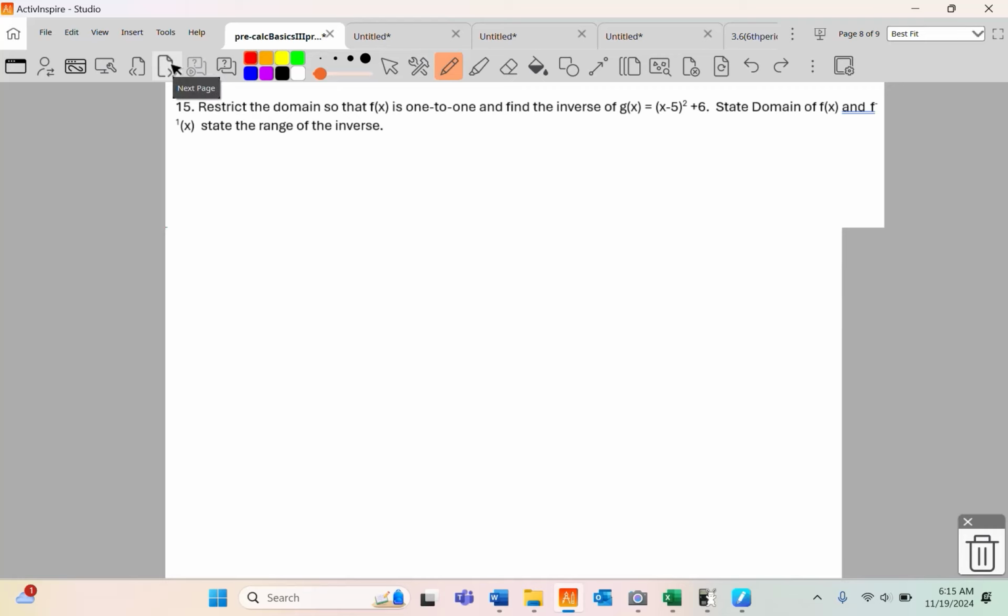That's all. All right. Restrict the domain so that f of x is 1 to 1 and the inverse of g of x is x minus 5, quantity squared plus 6. State the domain of f of x and of the inverse and state the range of the inverse. All right, so, think about the graph. It's all about graphing. Everything in mathematics is about the graph. We got a right 5. We have an up 6.